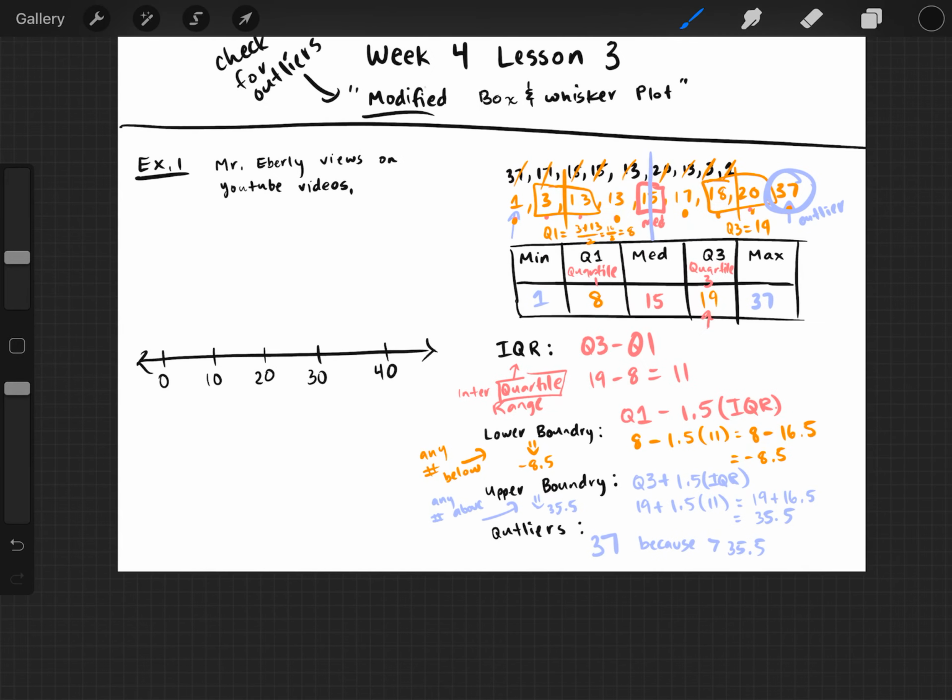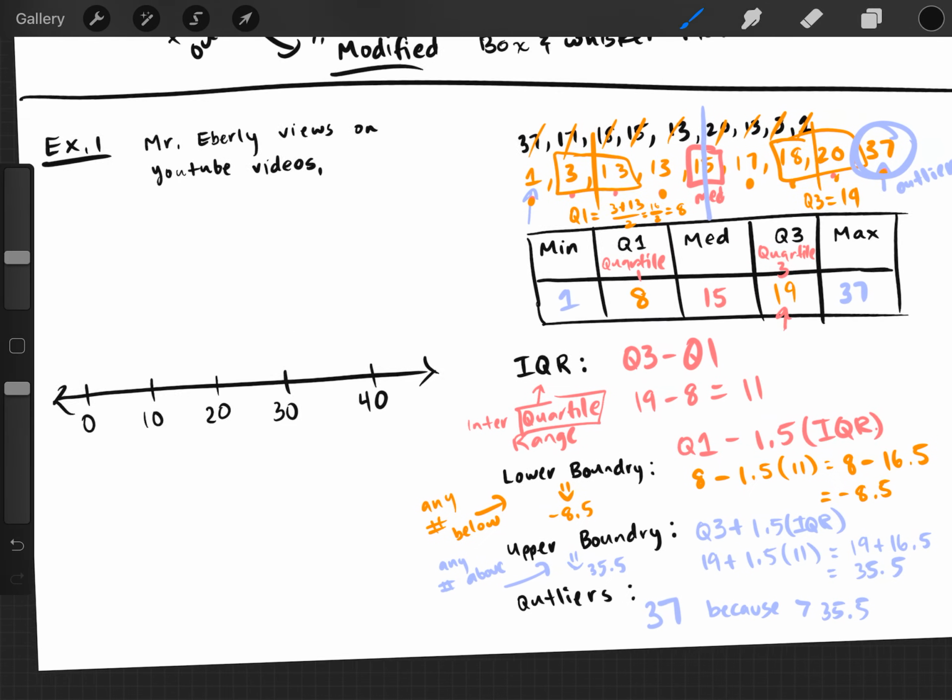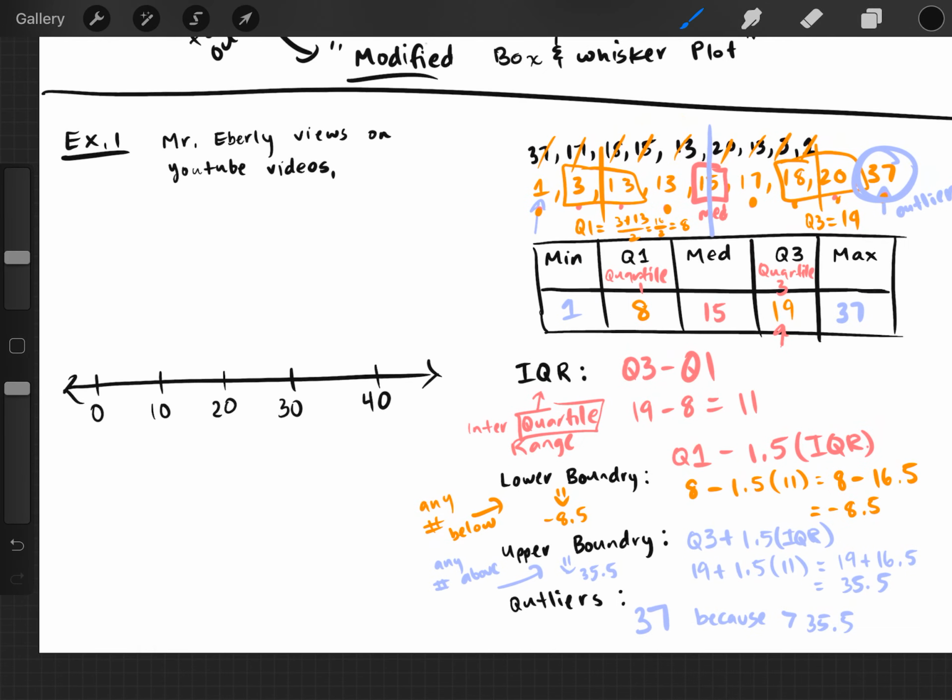What we're going to do is go through the same process of graphing. We have our number line. We want to graph it. Let's use the same scale as we did last time. Start at 0, go by tens: 10, 20, 30, 40. When you're graphing this, though, it's a little different.